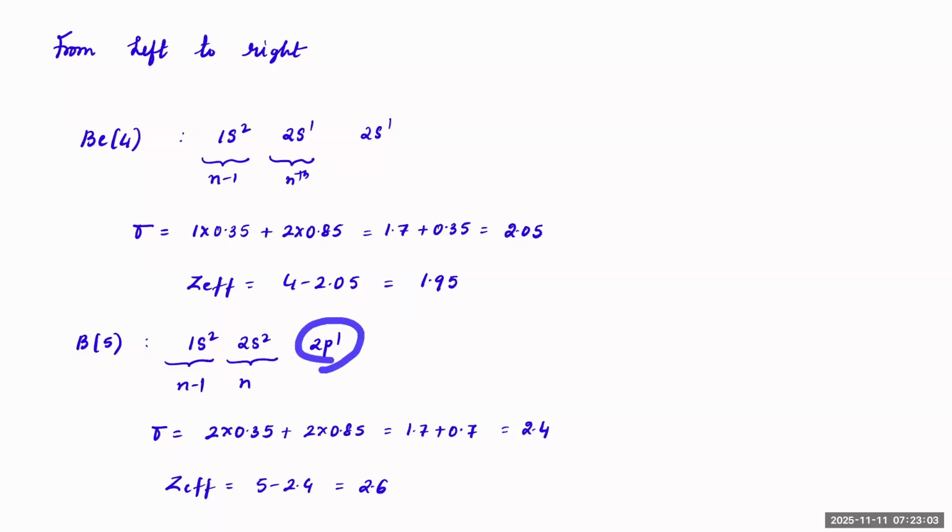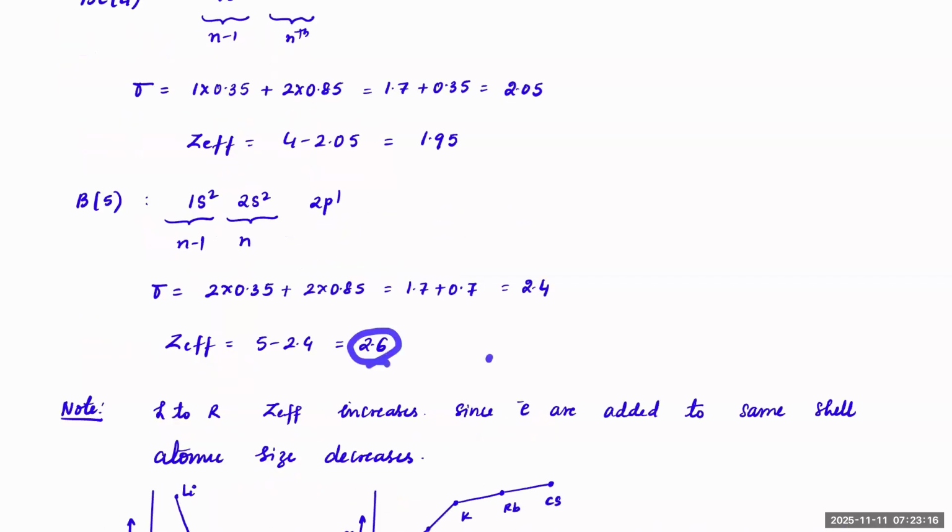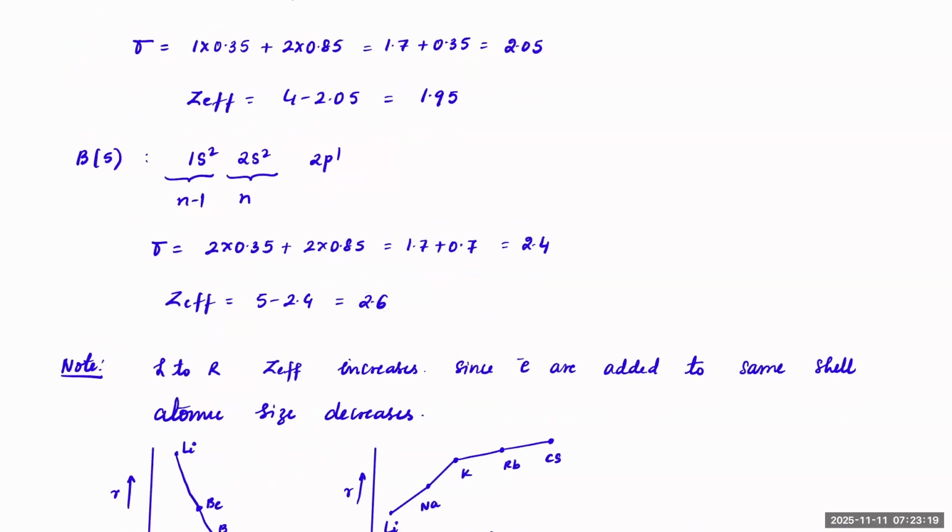Boron, if you have 2p1 and then the rest of the electrons here, see, your contribution is 2.6. So here you can see one pattern. Left to right, the Z effective is only increasing. 1.95, 2.6, and it will keep on increasing.